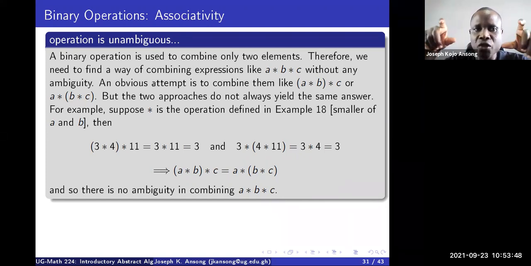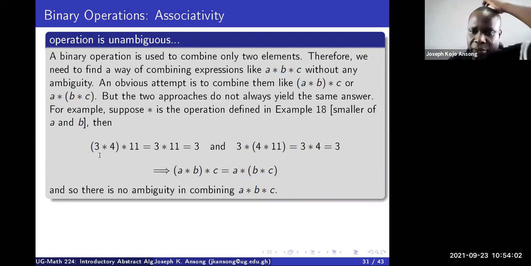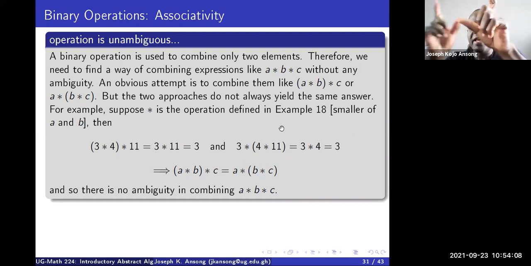So it's important to know when the answers will be the same. We want to capture all of these notions in the definition of associativity. We'll come to that, but let's look at some examples to illustrate this. For example, the star that we looked at already, where if I have A and B, I pick the smaller of them. We've seen that in example 18.